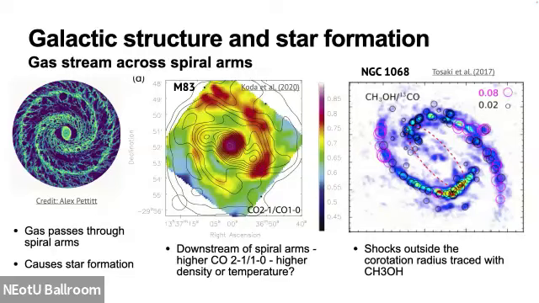And we can also see shocked regions outside of the corotation radius. The corotation radius of this galaxy is around here. I'm not showing the two sides. Outside that, you see a higher methanol over 13CO ratio shown in magenta. So it shows the spiral shocks in this galaxy. That's with ALMA, and with ngVLA, we can do this for more sources.